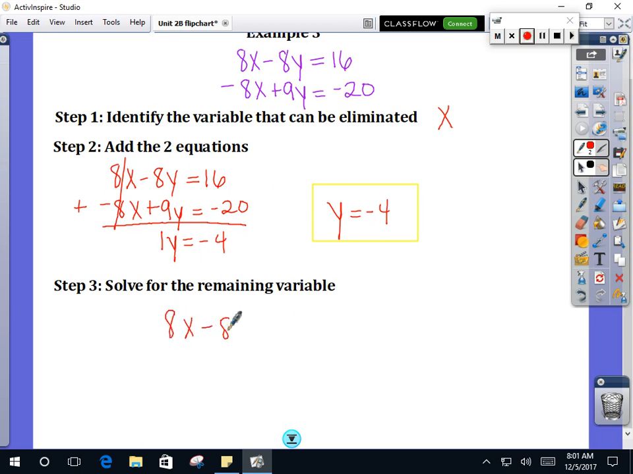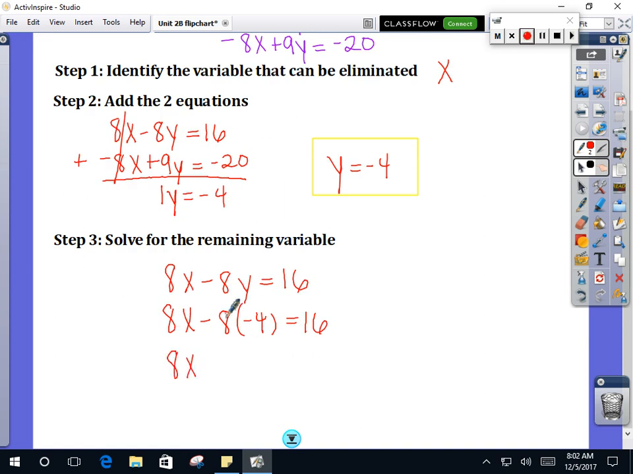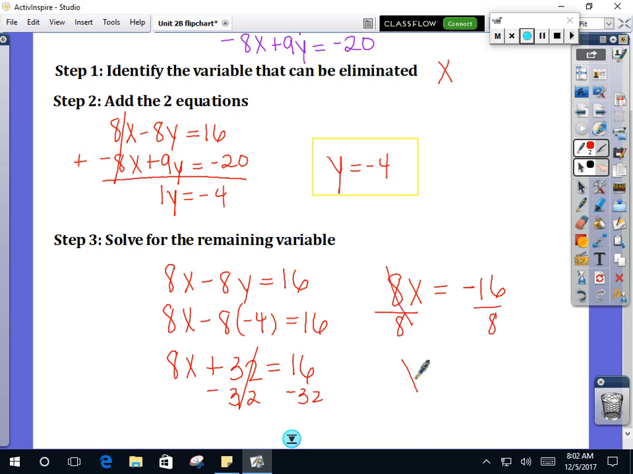8x minus 8y equals 16. That will then become 8x minus 8 times y, which we know is negative 4, equals 16. Then that becomes 8x, negative 8 times negative 4 is a positive 32, and that equals 16. Now we need to subtract the 32 from both sides. That then becomes 8x equals 16 minus 32, which is negative 16, and then just divide by the 8 to get x by itself, and that leaves you with x equals negative 2.